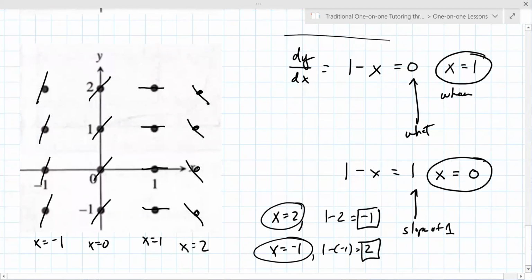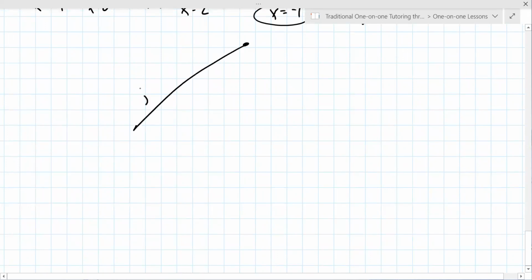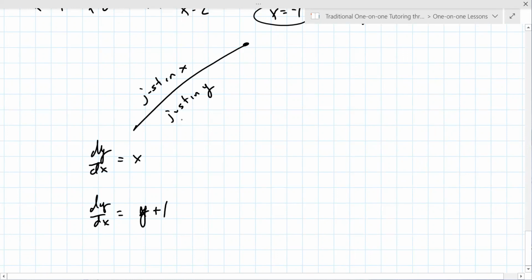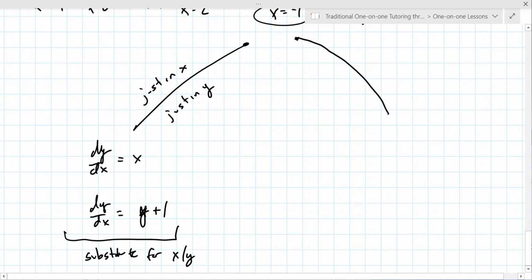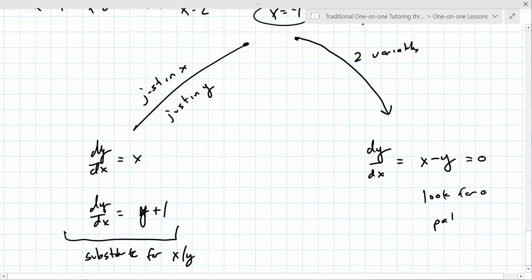There's a couple of types of problems you might see. One is where it's just in x or just in y. Some examples would be dy/dx equals x, or dy/dx equals y plus 1. When they're just in one variable, you can substitute for x or y, like we just did. But when they're in two variables, an example would be like x minus y, you have to set these equal to 0 to look for a pattern in the slope field.